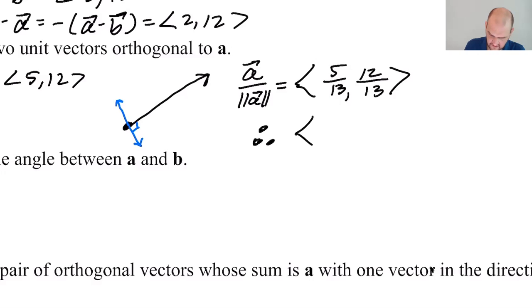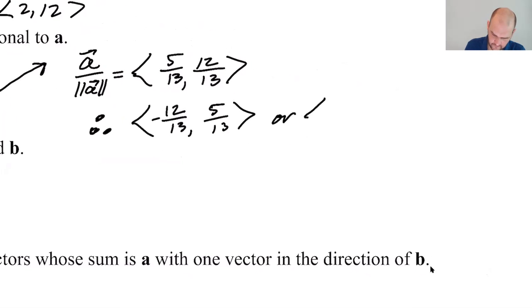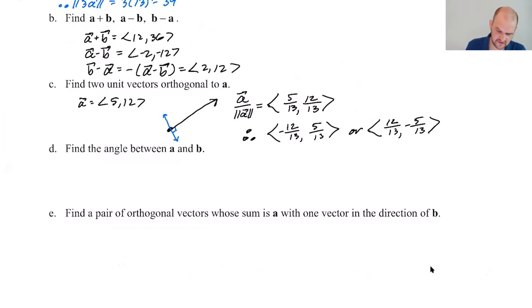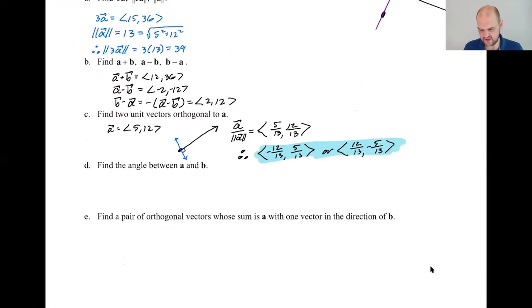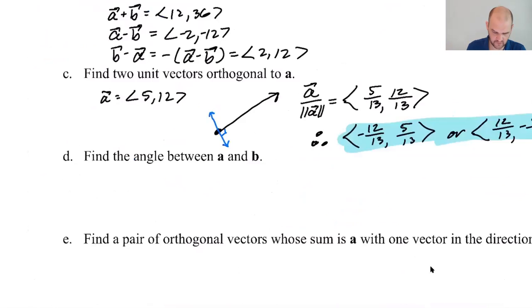Now, therefore, let's swap them: 12/13, 5/13, but you also have to change the sign of one of them. So that's one of them, or you could have changed the sign of the other one. There you go. Those are two unit vectors that are orthogonal to A. We could check all of these. For E and F, I'm just going to use a calculator to do all my calculations. I'll check these on the calculator when we get there.